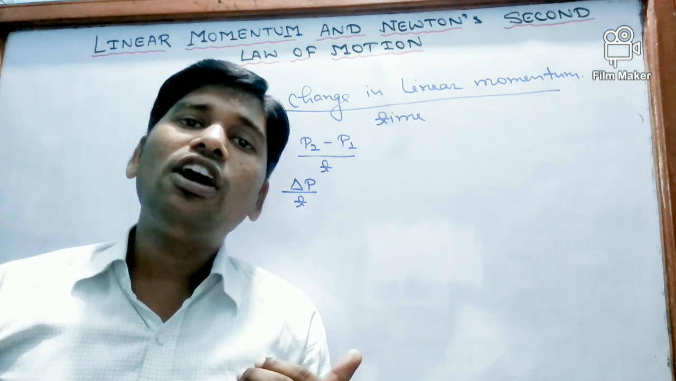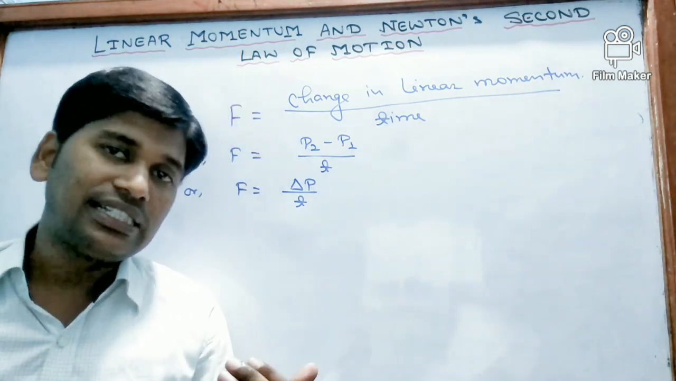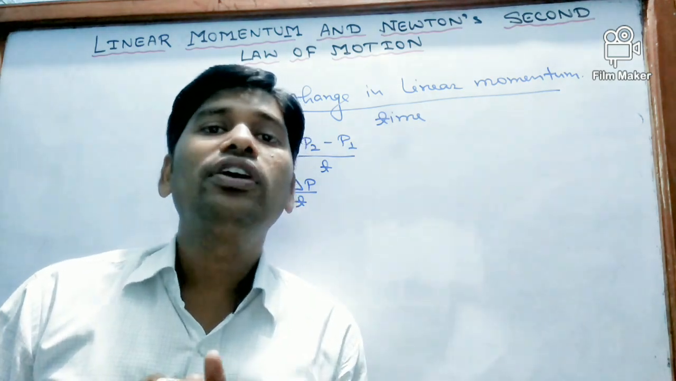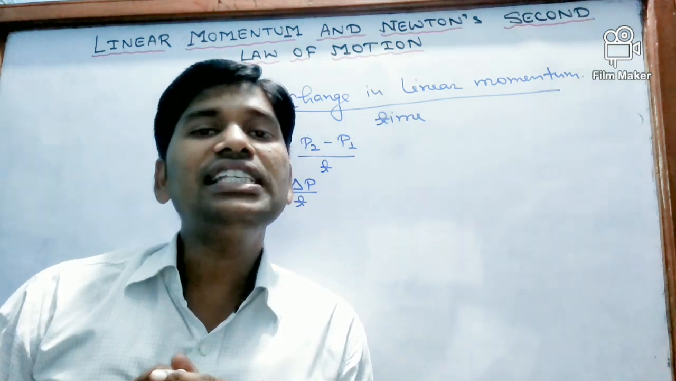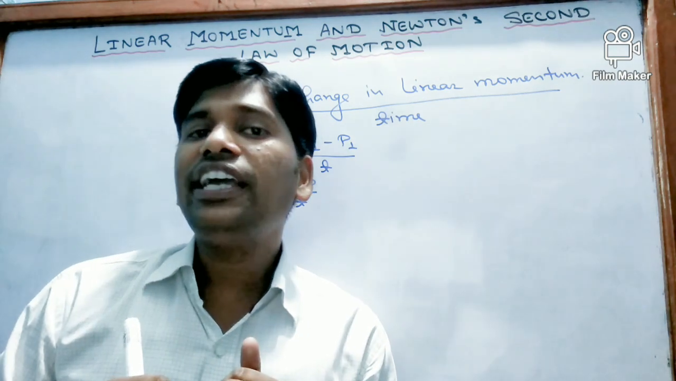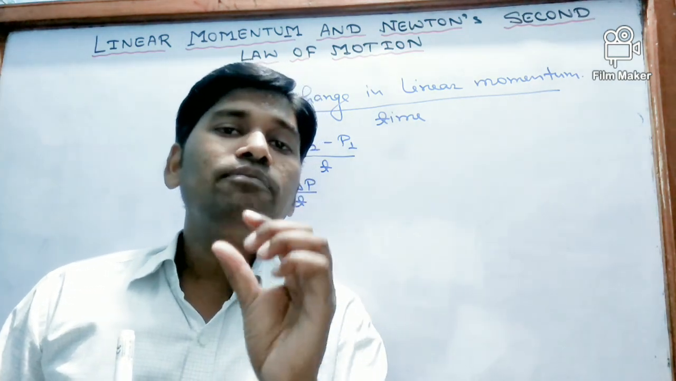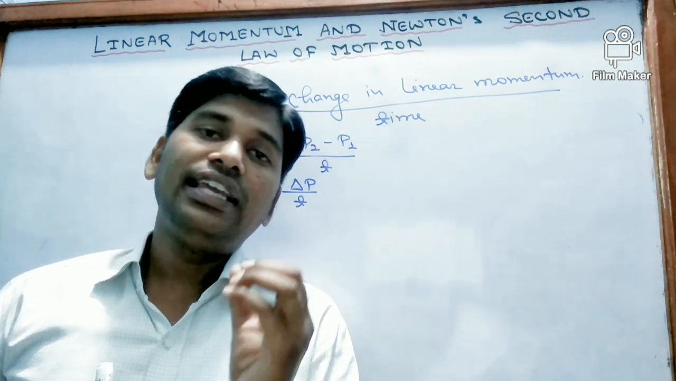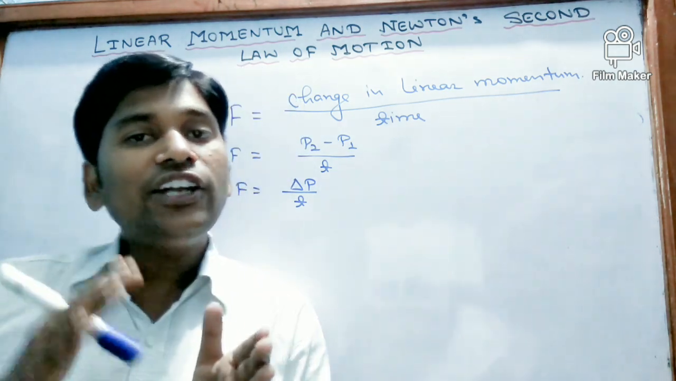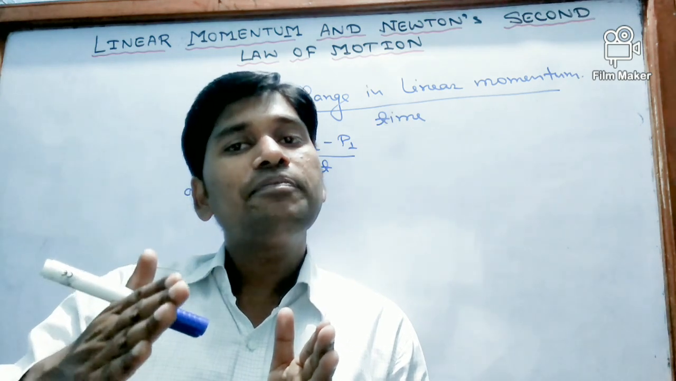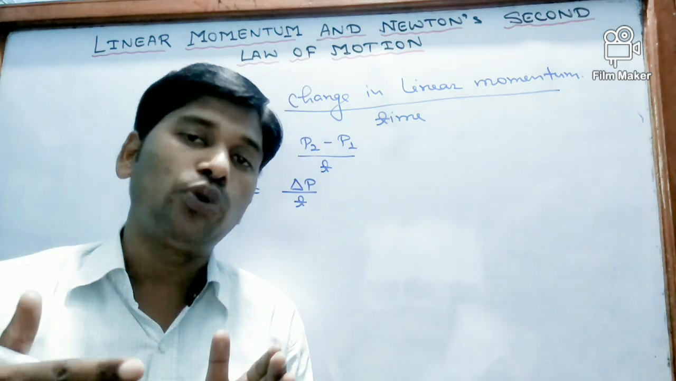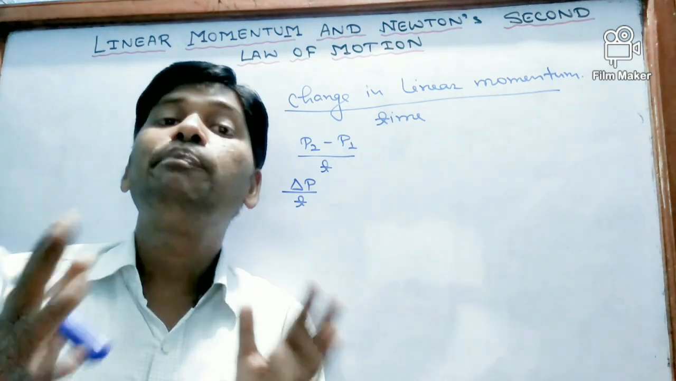One more example if we can talk about: glass vessels. When a glass vessel falls on the cemented floor, it breaks. The reason is that on the cemented floor, the time of change in linear momentum is very less. It means the rate of change of momentum takes place very fast. It means the force applied is more and the glass vessel breaks.